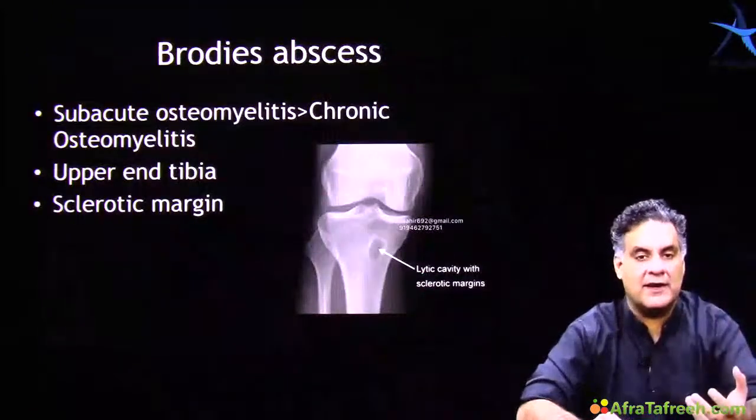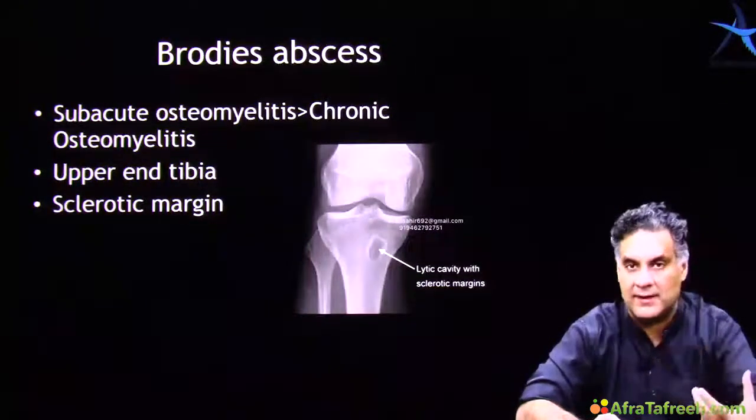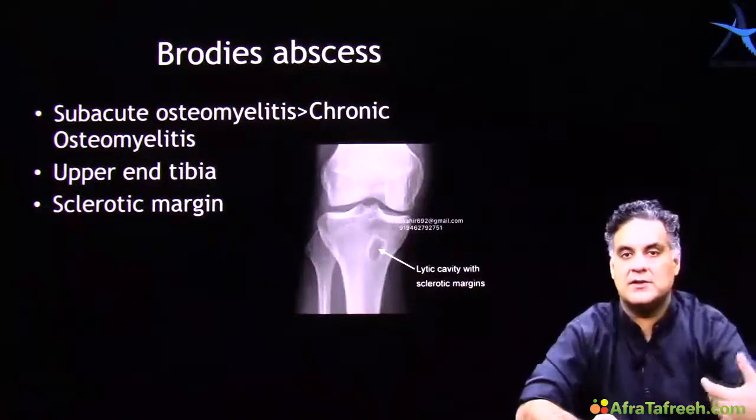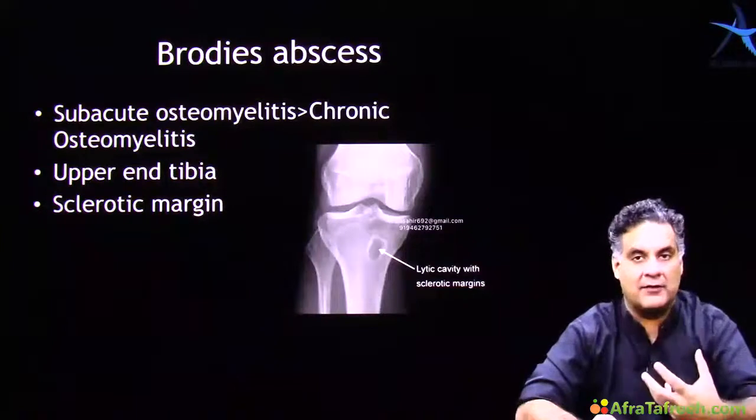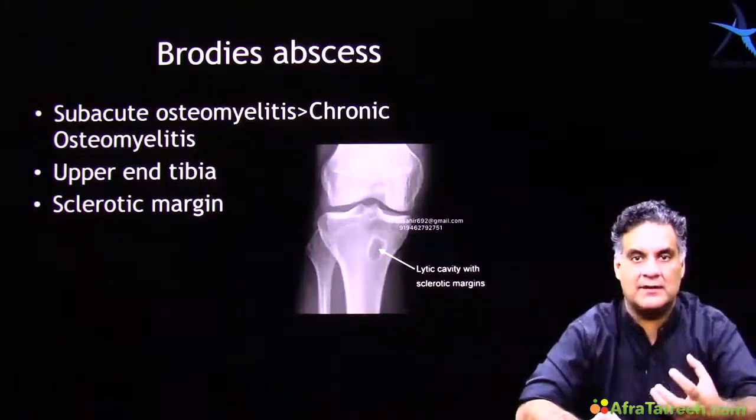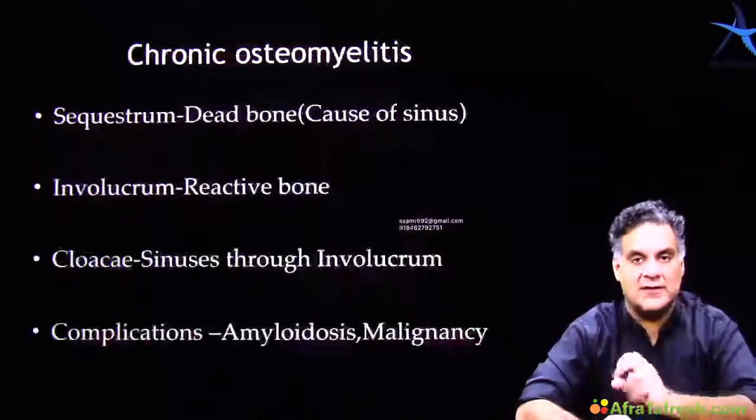Coming to subacute variety of infection called as Brodie's abscess. If subacute is not mentioned, you can take chronic. It's seen at upper end of femur and has sclerotic margin. Sclerotic margin means good immunity. So it's not seen in HIV positive.